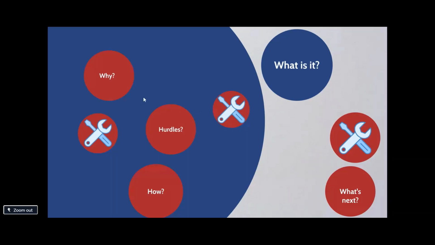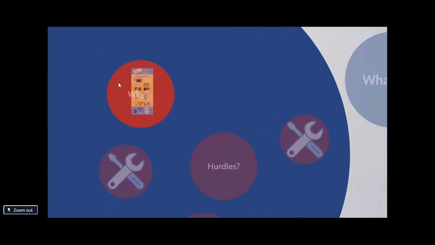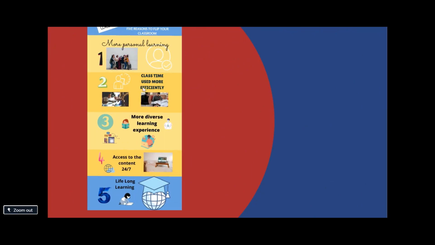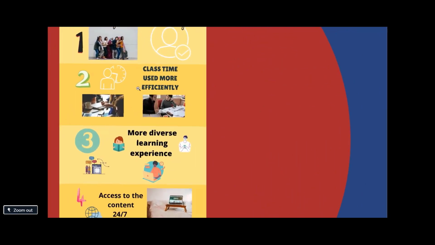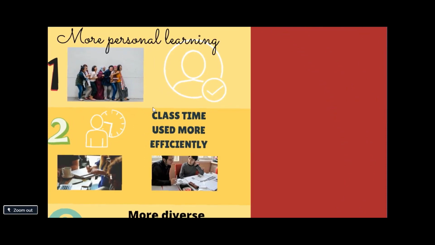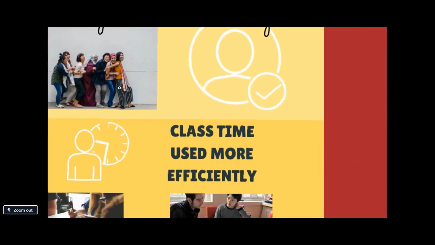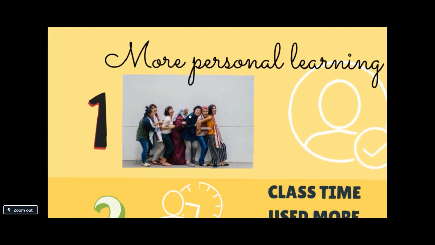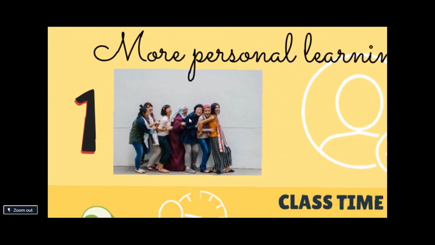There are numerous benefits of a flipped classroom, but I decided to talk about 5, which I find the most important. And the first one is more personal learning. We are all different. We learn at a different pace. We learn in different ways. We have our own learning preferences. Sometimes our personality attributes make the whole process of learning either easier or more challenging.